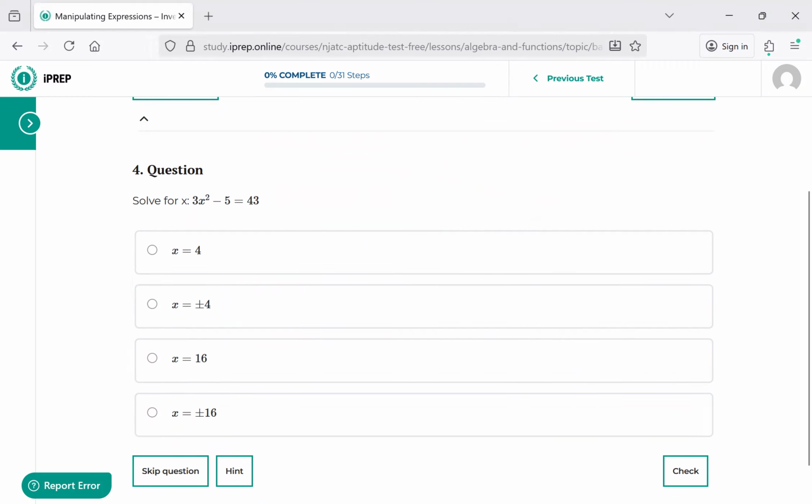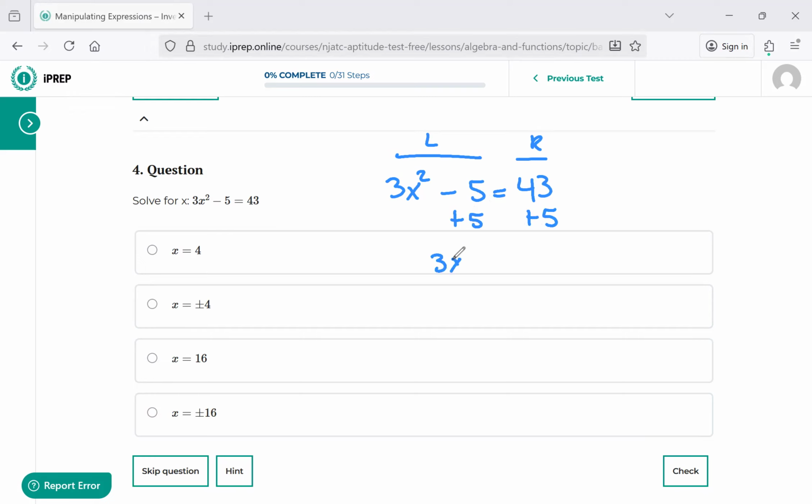Okay, solve for x. We have 3x squared minus 5 equals 43. What we're going to do is check if we can combine like terms on the left side, same with the right. On the left side, we have 3x squared minus 5. Can we combine like terms? No, we have a variable and a constant. So what I would do next is add 5 to both sides. So we have 3x squared equals 43 plus 5, which is 48.